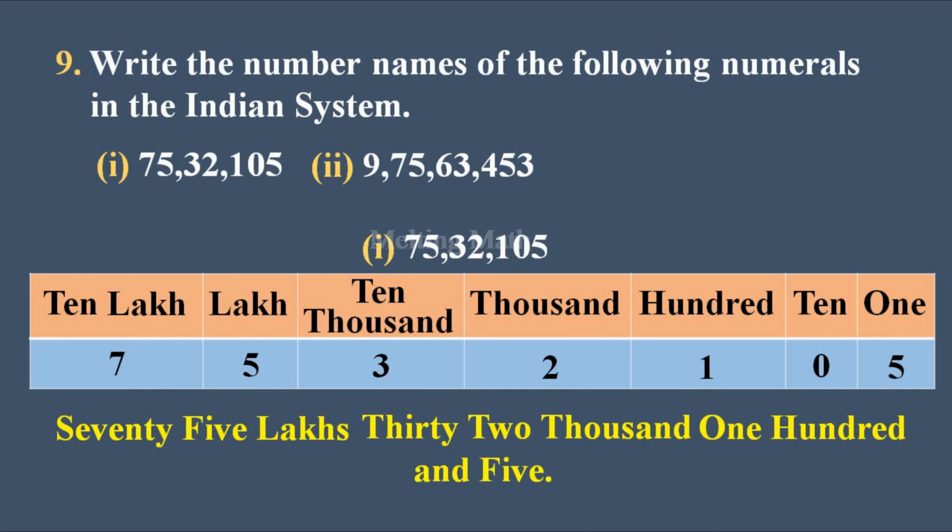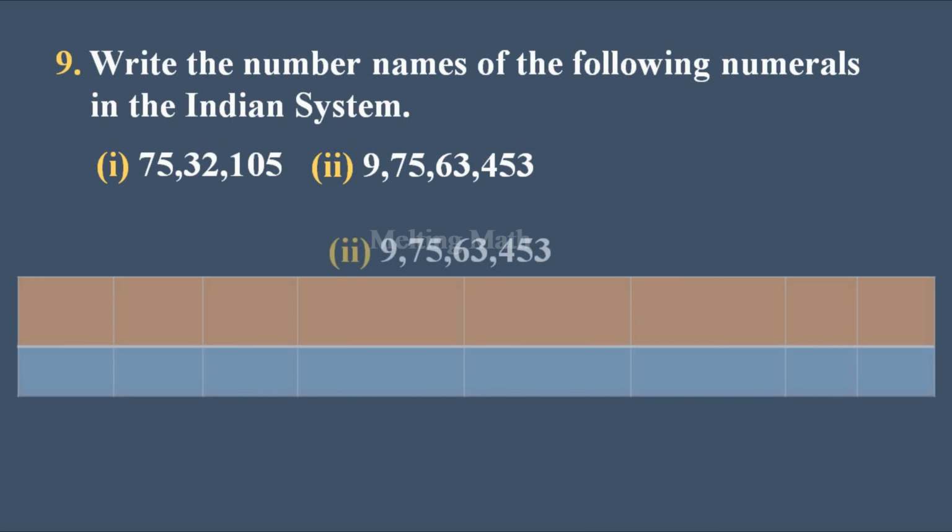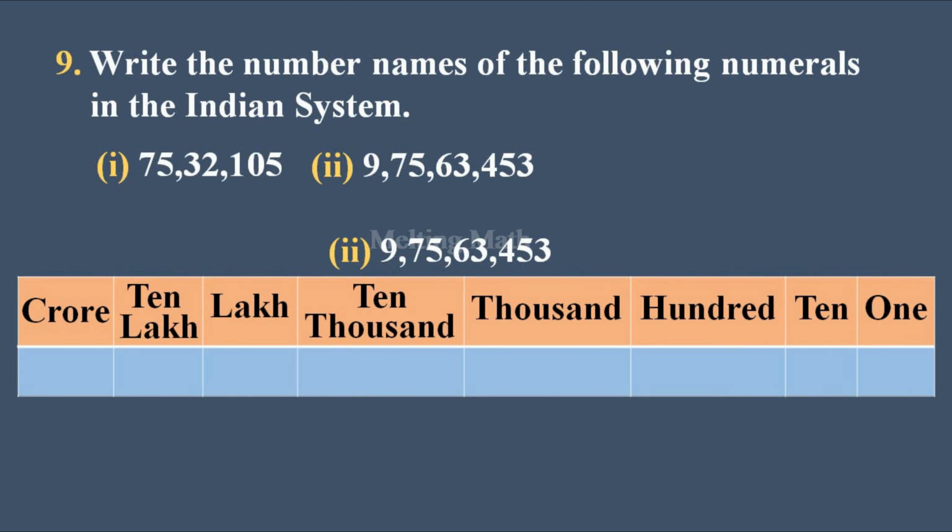Okay, so that's it. Next, see the second one. Here also we have to write places of each digit according to the Indian system. We know the last digit 3 is in the ones place, next digit 5 is in the tens place, next digit 4 is in the hundreds place, next digit 3 is in the thousands place, next digit 6 is in the 10,000s place, next digit 5 is in the lakhs place, next digit 7 is in the 10 lakh place, next digit 9 is in the crore place.